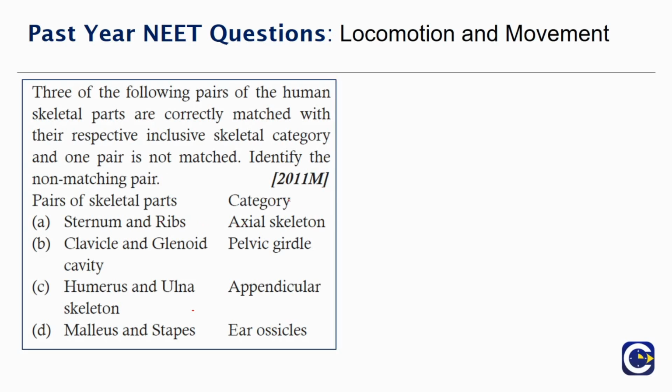Sternum and ribs are a part of the axial skeleton. Axial skeleton comprises this. So we have the upper limb, lower limb, we have the sternum, ribs, and the lower limb also.